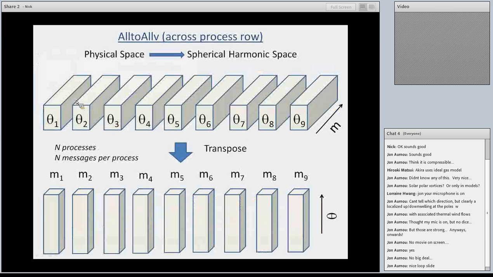So the idea is to think about going from physical space, where we have theta distributed and we have m in processor. Each of these little rows is supposed to represent one processor, one core. And then we want to transpose those so that we have theta in processor, but now m is distributed. For n processes, we have to send n messages per process.